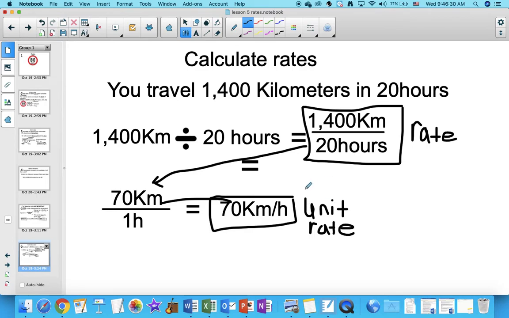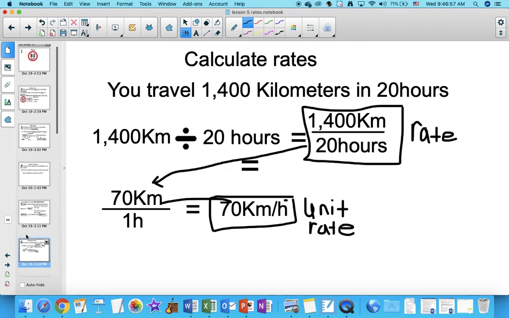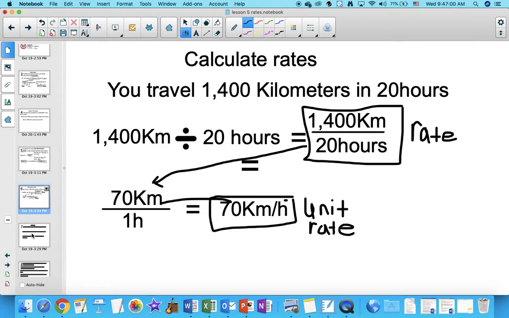Now the reason why it's called a unit rate is because the bottom unit is 1. This is 70 kilometers per 1 hour. This is 1 unit. This is 70 units of kilometers. This is 1 unit. So it's called a unit rate, unit, not plural, because it's the top one for every one of the bottom one, whatever this is, distance over time, or whatever other type of rate you're looking for.